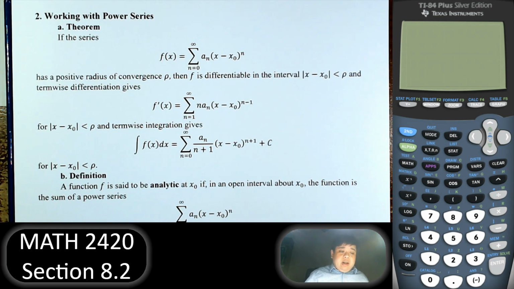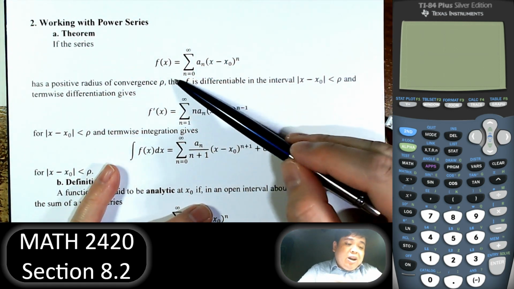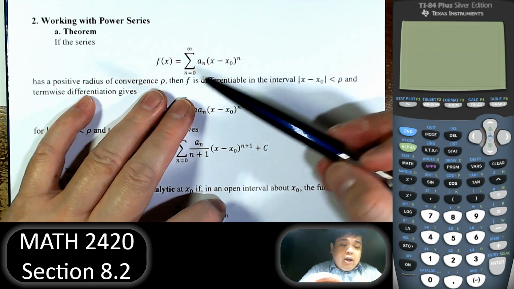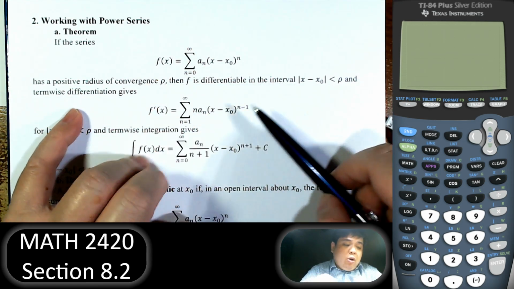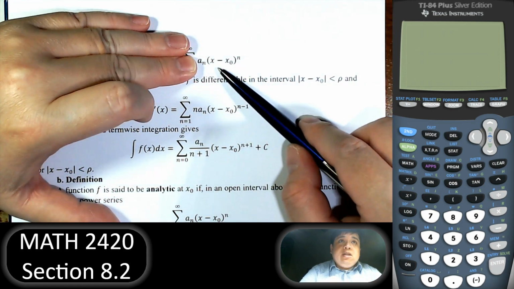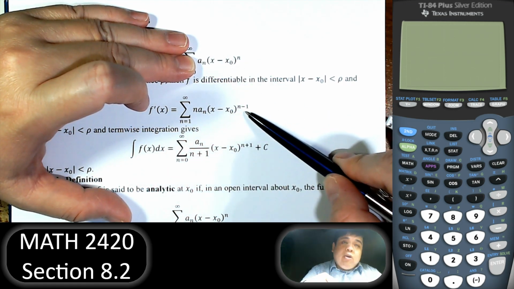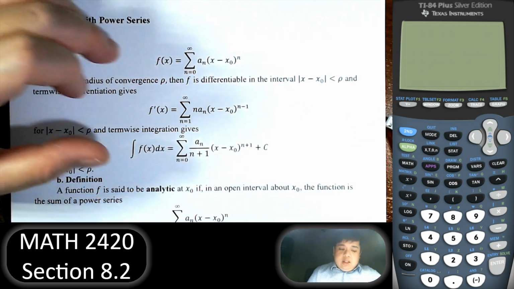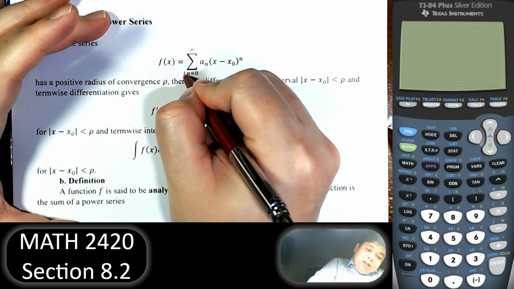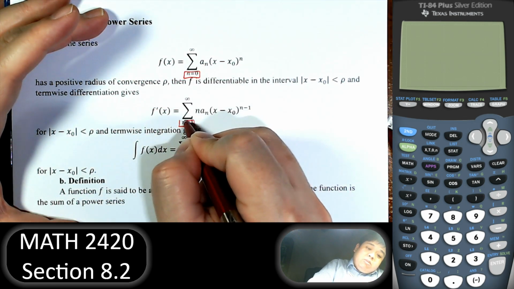Here are a few things that we have. If we write the series in this form and it has a positive radius of convergence rho, then the function is differentiable and the term-wise differentiation is as follows. If we take the derivative of this, of course, we take the n down and the original power becomes n minus 1. But just notice one thing: when we differentiate, the n equal to 0 start goes to n equal to 1. This is not a typo.